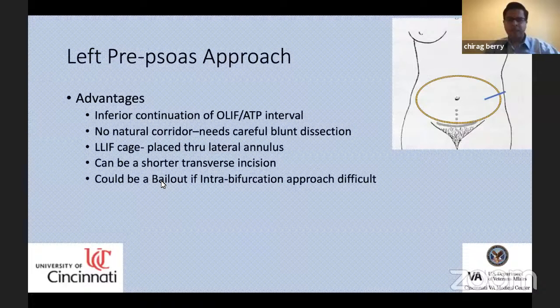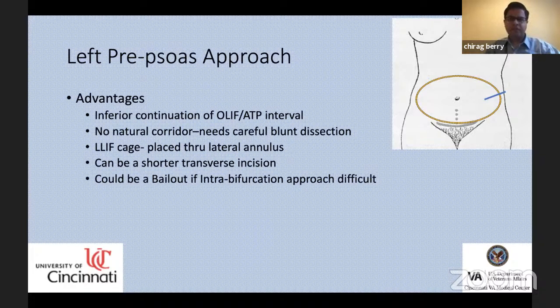Now, this approach can be an important intraoperative bailout. Say you're trying to reach the L5S1 disc with the intra-bifurcation approach, and you're having some difficulty because of a lot of adhesions with the vein; you cannot retract the vein, you cannot mobilize it. You can explore the left pre-psoas approach within that surgery without having to change anything in terms of positioning and so forth as a bailout, and that might eventually be successful, and you could avoid having to struggle with adhesions around the vein.